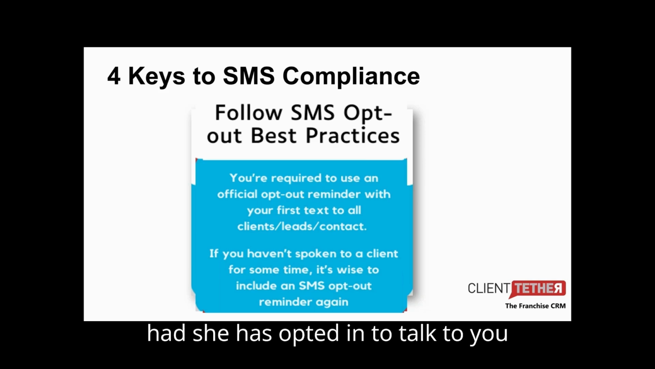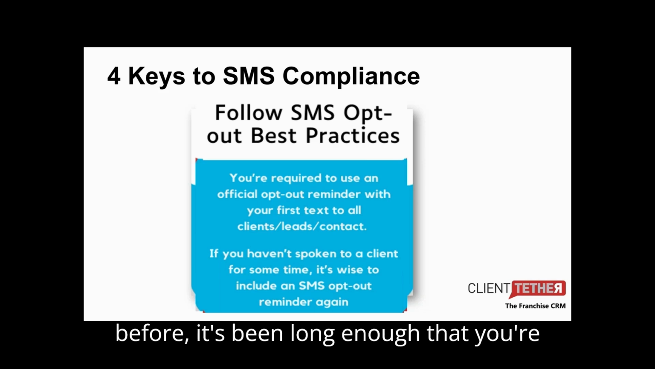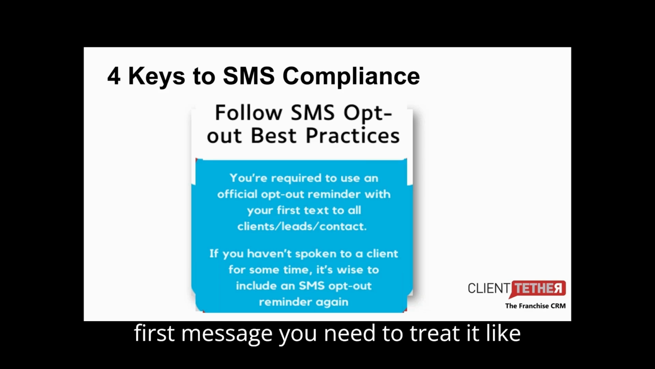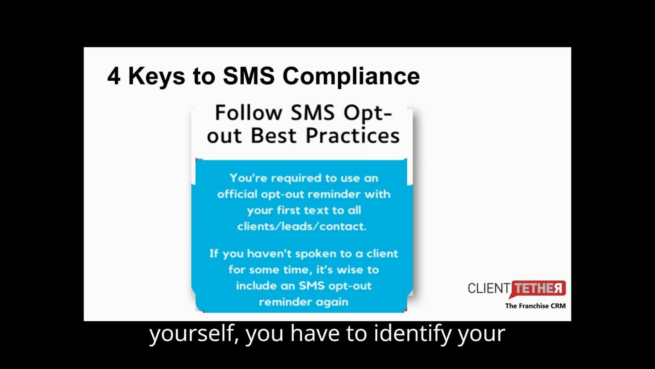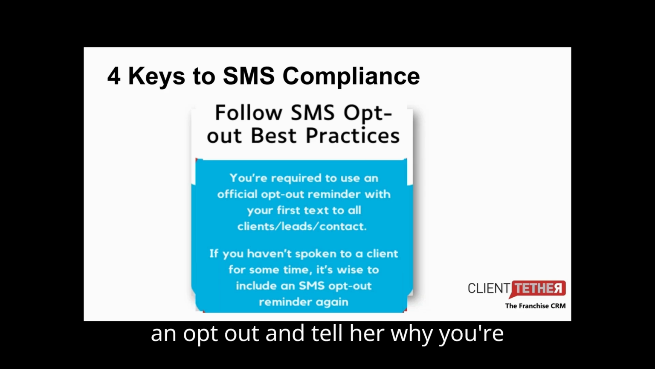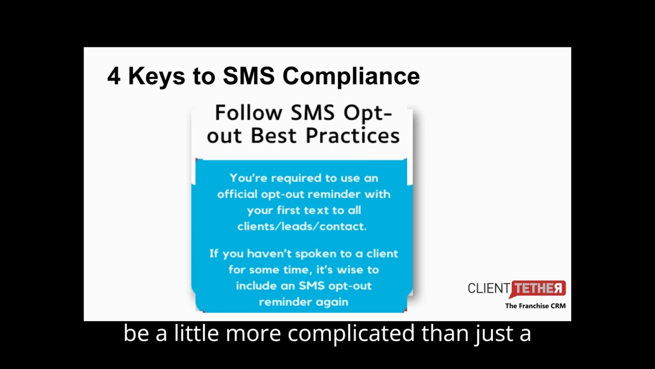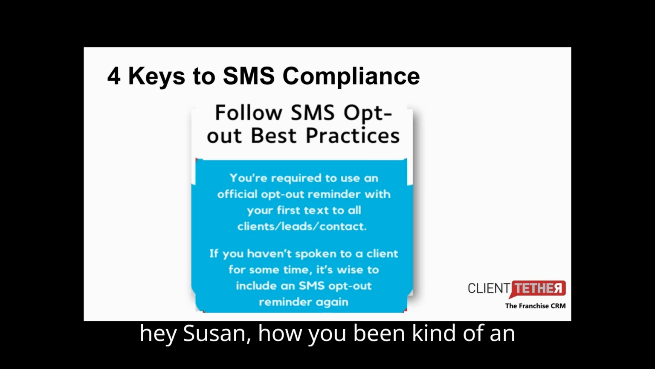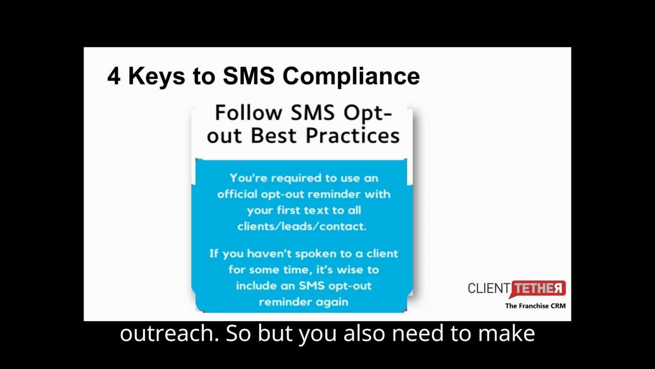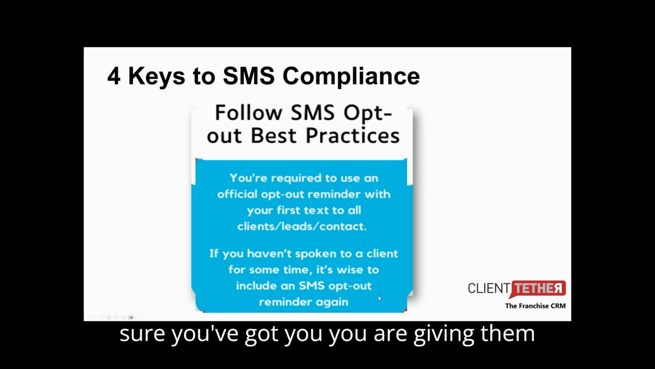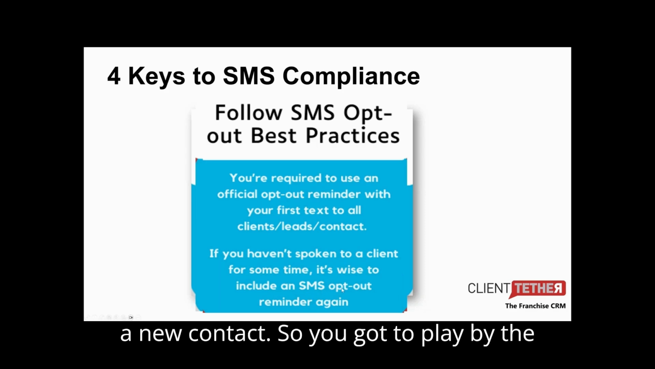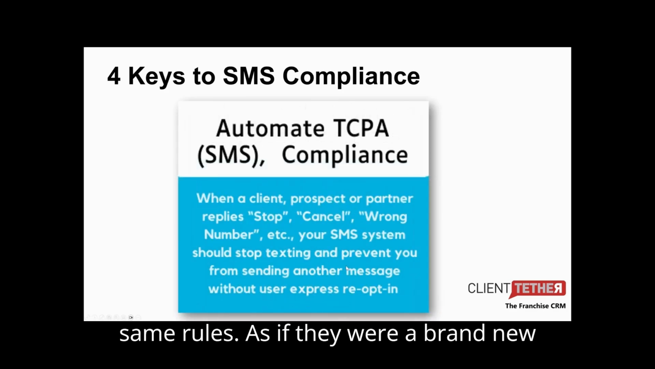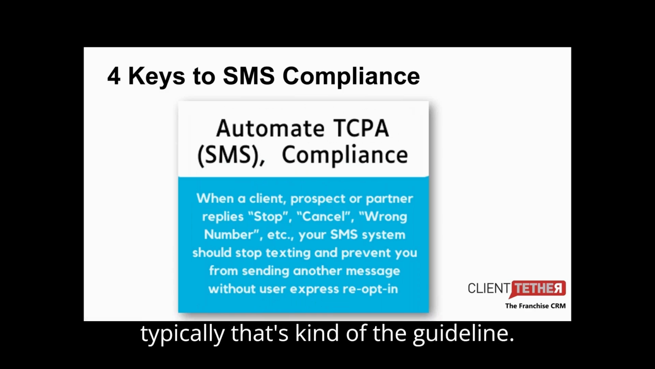So even though she has opted in to talk to you before, it's been long enough that you're kind of out of the gray zone into the black zone of should you text her or not. In your first message, you need to treat it like it's a first contact. You have to identify yourself, you have to identify your business, you have to also give her an opt-out and tell her why you're texting her. So that first text needs to be a little more complicated than just a, hey, Susan, how you been? You need to give them that opt-out message up front and identify yourself properly as if it's a new contact. You got to play by the same rules as if they were a brand new lead. If it's been over 18 months, typically that's kind of the guideline.